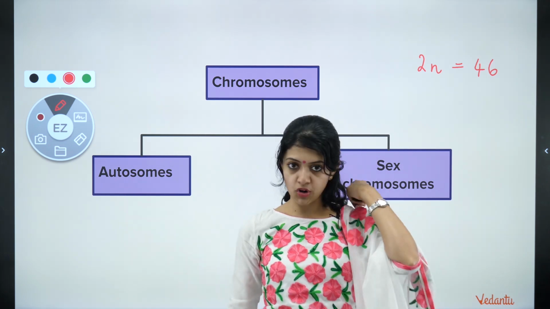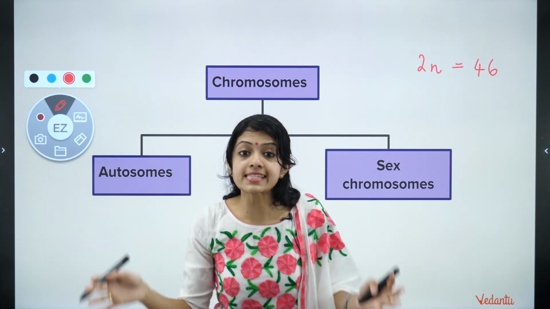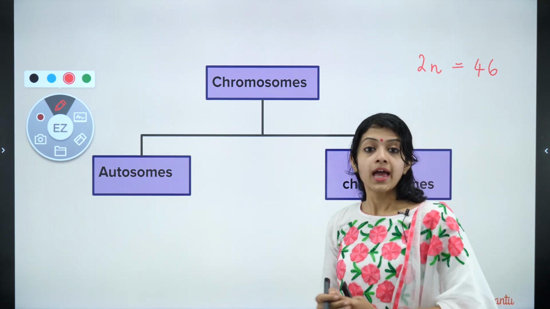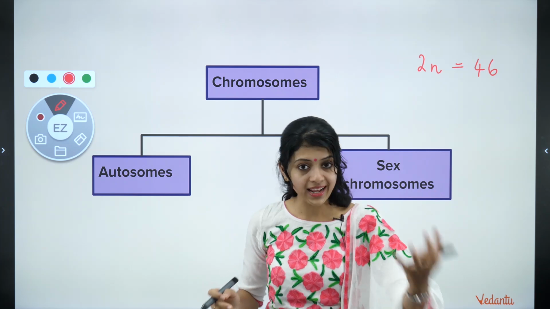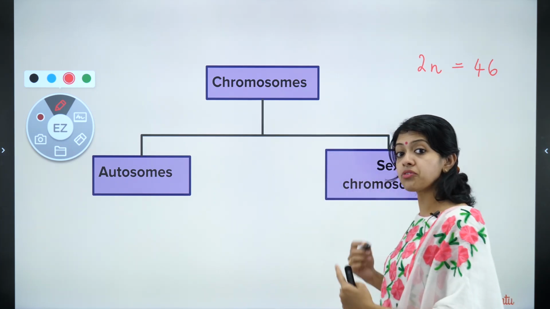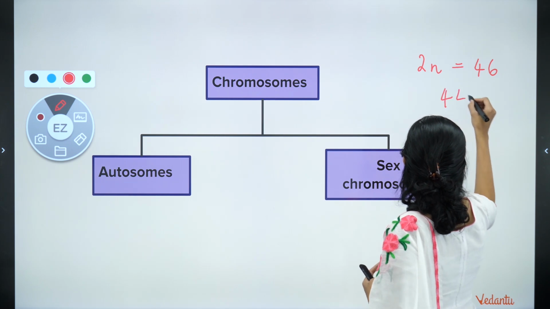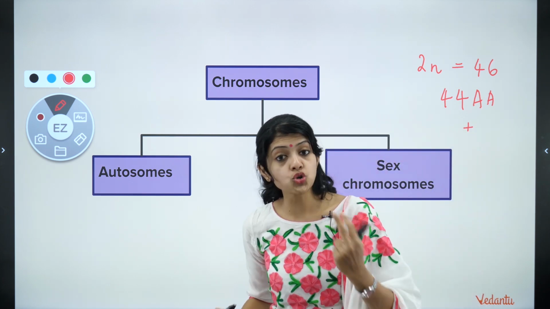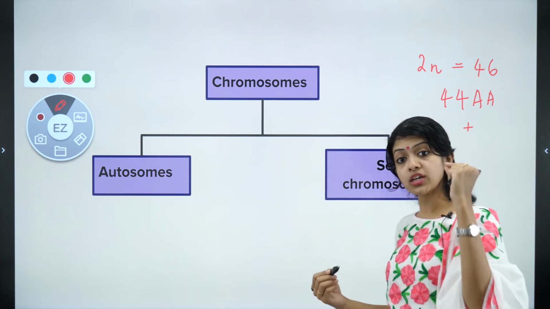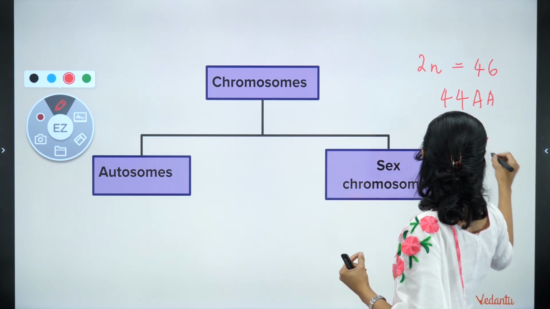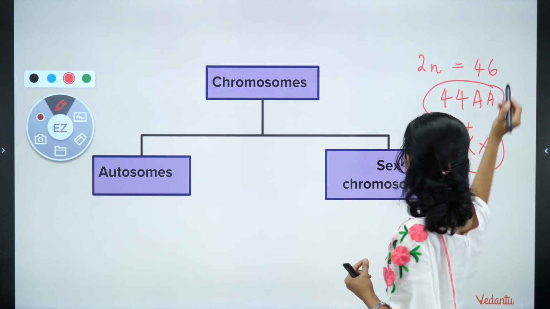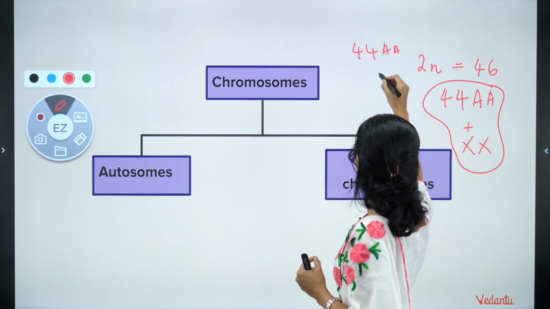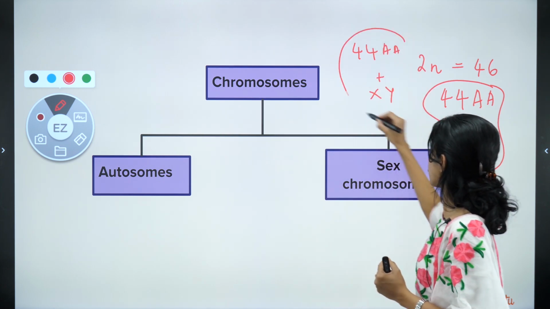And of these 46 chromosomes, there are 2 different types of chromosomes: autosomes and sex chromosomes. Now, how many of each of these are present? I've already told you yesterday, but just revising it again: out of 46, 44 are autosomes, while the remaining 2 would be sex chromosomes, which in the case of a human female would be 2 X chromosomes, while in the case of a male diploid cell would have 44 autosomes and an X and a Y chromosome.